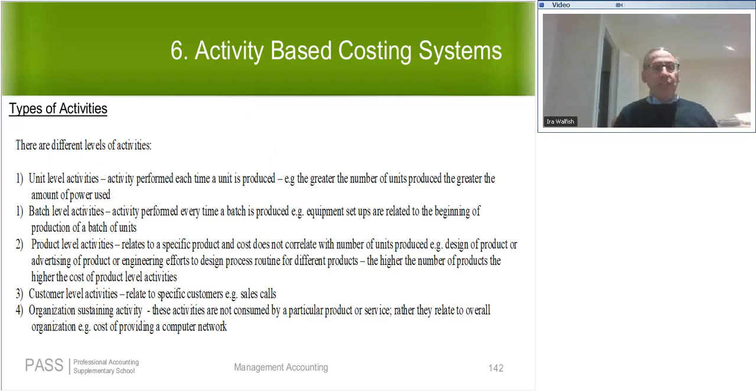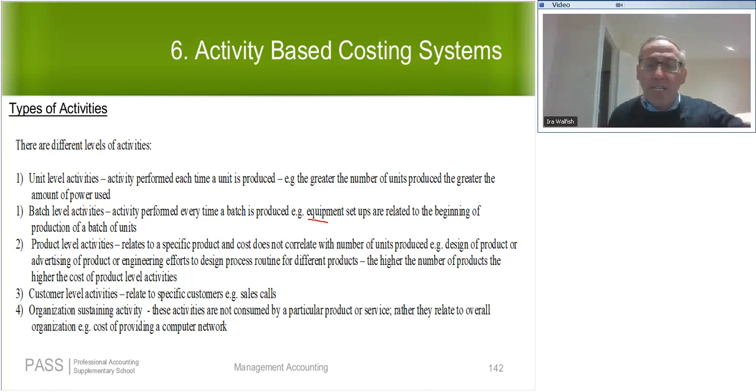Now, on this page here, I'll just very quickly go through the different levels of activity. You've got unit level activities. These are activities that are performed each time a unit is produced. So the greater the number of units I produce, the greater the amount of power used. Let's say I'm trying to see what drives my cost of power. Here, the number of units produced might affect the amount of power I need to use. Then you've got batch level activities. These are activities performed every time a batch is produced. So every time I start a new batch of production, I have to set up my equipment. So at the end of the day, equipment setup would be an example of a batch level activity.